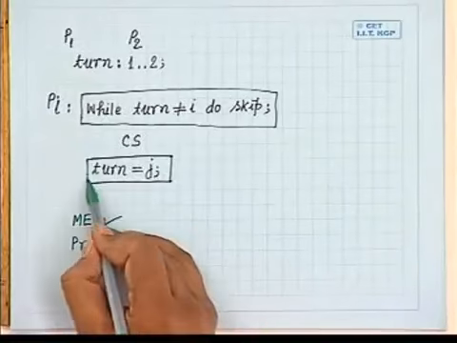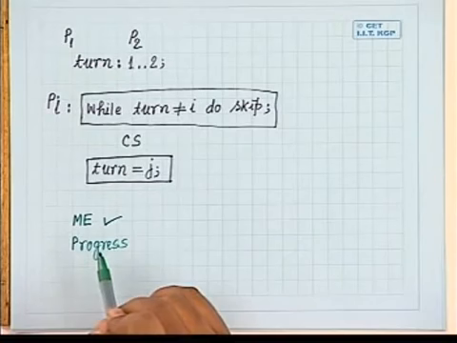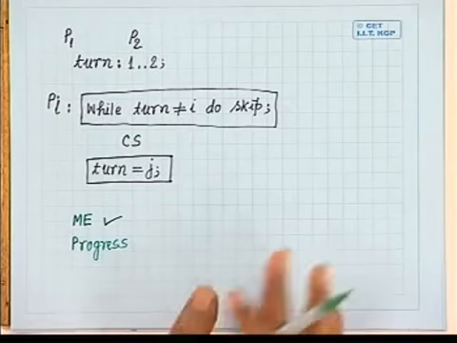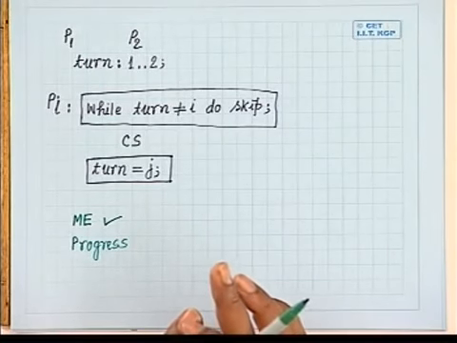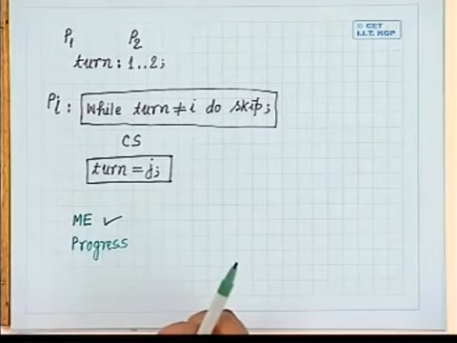Now let us take a hypothetical situation. Suppose initially value of turn was equal to 1. Process P1 wants to enter the critical section, so it has entered the critical section. Because turn is equal to 1, P1 can enter the critical section. Then process P1 comes out of the critical section. While coming out, in the exit section, process P1 has set the value of turn equal to 2. But it may so happen that process P2 does not want to enter the critical section at all. Right? But next time, process P1 wants to enter the critical section again. But P2 does not want to enter the critical section.